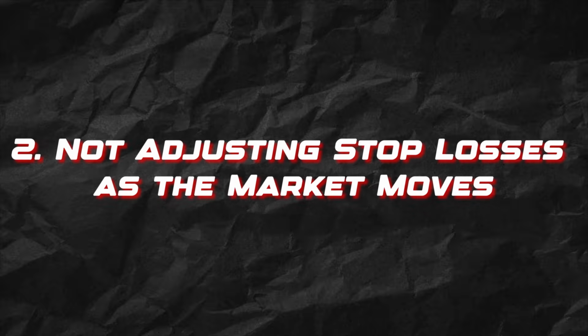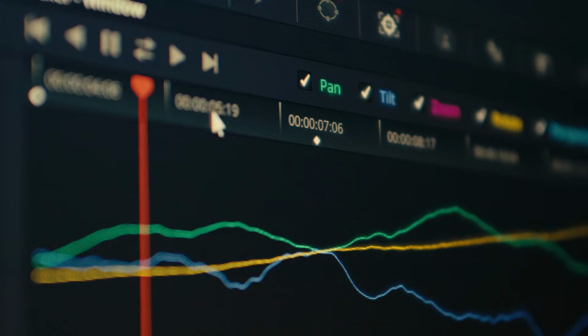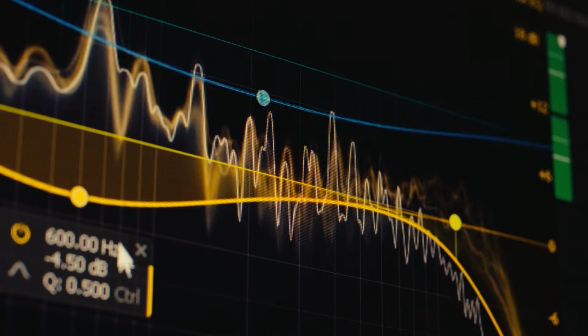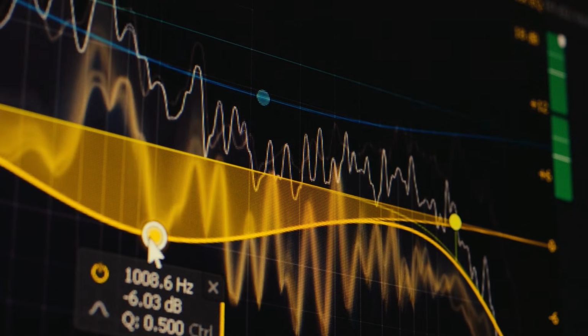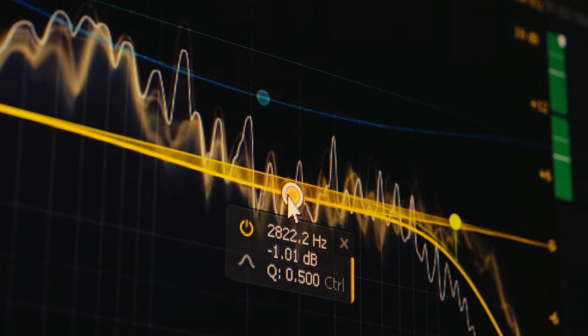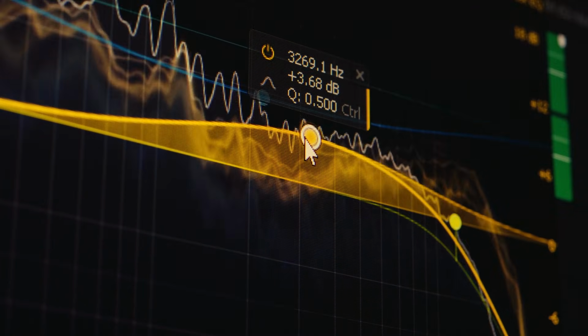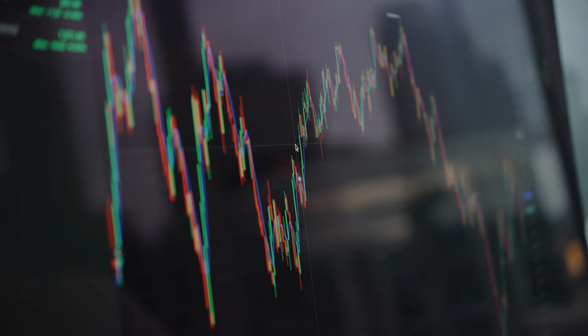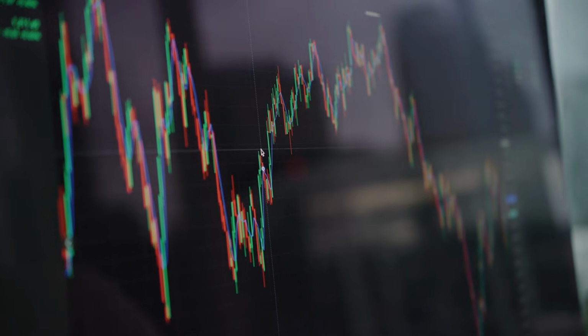2. Not adjusting stop losses as the market moves. Once you've set a stop loss, don't just forget about it. If the price of the option moves in your favor, consider adjusting your stop loss to lock in profits or reduce risk. Trailing stop losses can help with this, but it's still important to actively manage your stops.